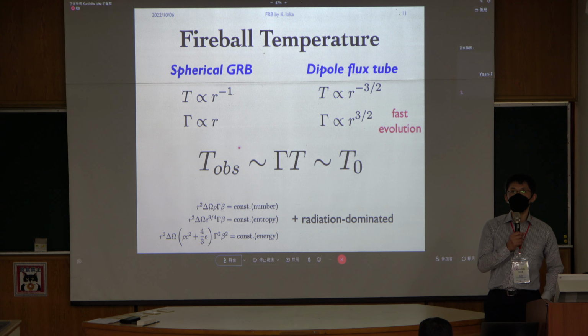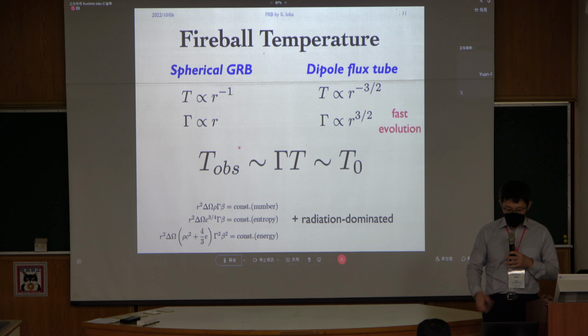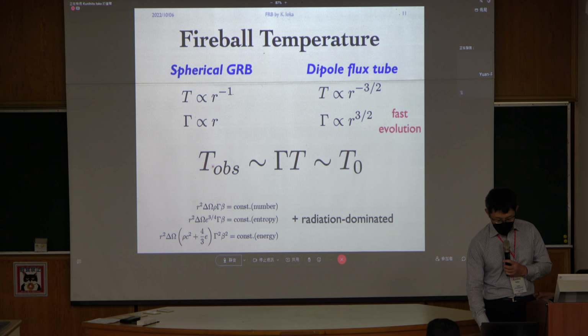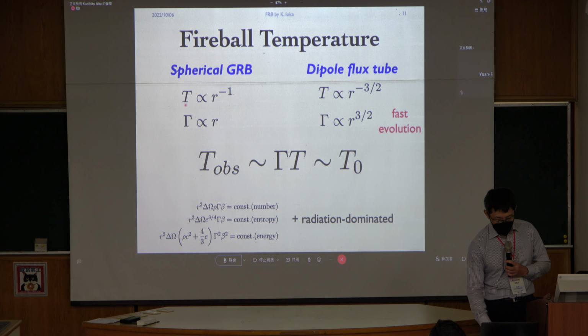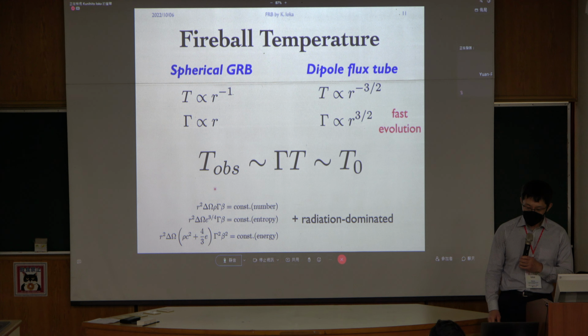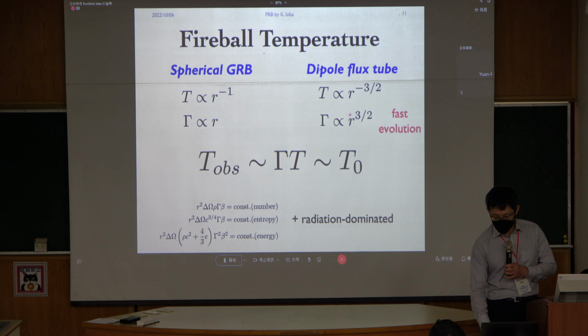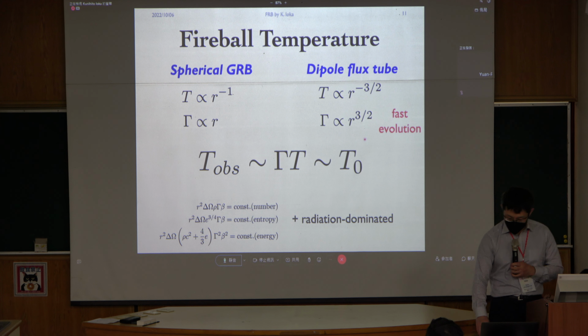In this scenario, the fireball can release the photons with energy of the initial temperature of the fireball. So the observed temperature of the fireball can be equal to the temperature of the initial fireball. Initial fireball means the temperature here. Even if the fireball expands, and due to the expansion the temperature usually decreases, at the same time the Lorentz factor of the fireball increases, then the blueshifted temperature becomes constant, they cancel each other, and the initial temperature is observed. So this is the spherical case, and this is the dipole flux case, and in both cases the initial temperature is conserved.